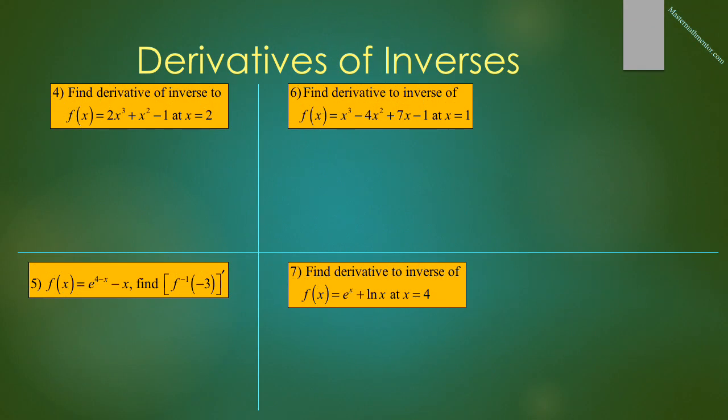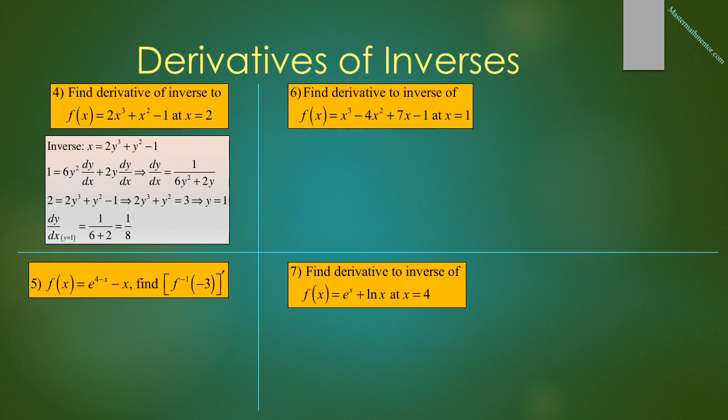In numbers 4 through 7, you are asked to find the derivative of the inverse to a function at a particular x value. In all cases, we will be using method 2. Method 1, which involves solving for y after we take the inverse, is just too difficult to do.